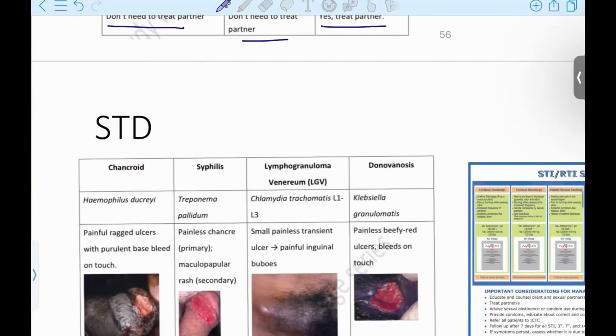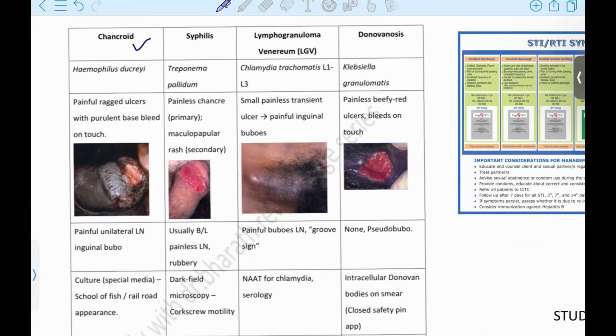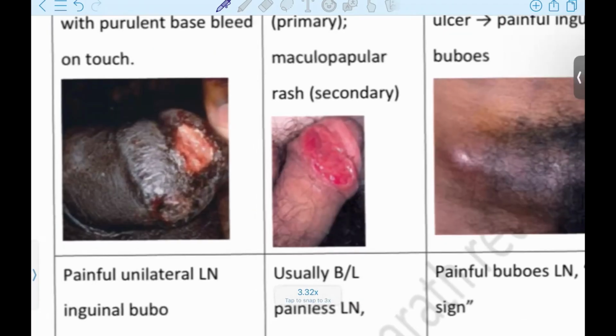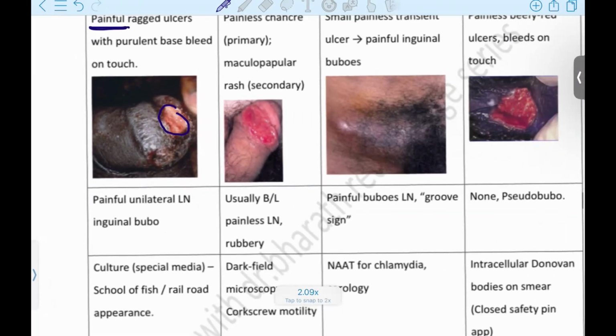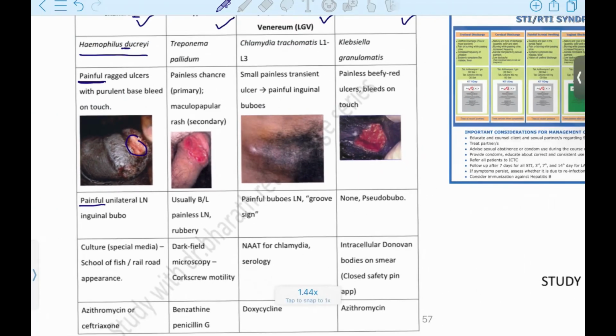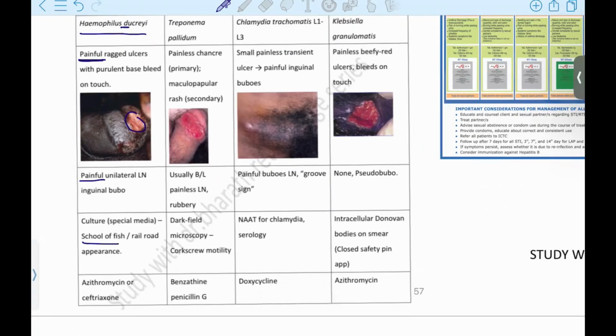Next, coming to the STDs. In the STDs, we have four types: chancroid, syphilis, lymphogranuloma, and donovanosis. The causative agent of chancroid is Haemophilus ducreyi, and it presents as painful. So chancroid D and ducreyi D, very painful for this patient. Okay, painful. You have to remember, and this is how the lesion will be. This is the base of the ulcer that bleeds. Even on a simple touch the patient will have pain. Along with that, even the inguinal lymphadenopathy is painful for this patient. And on culture, you will see this classic picture, school of fish or railroad appearance.